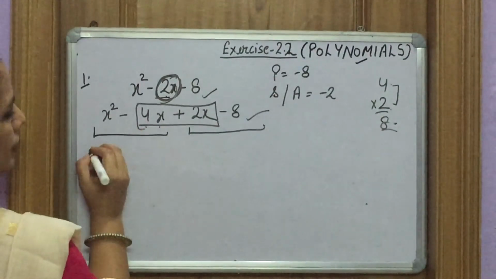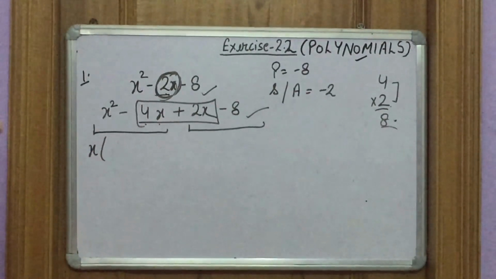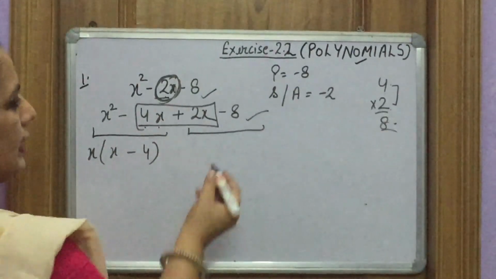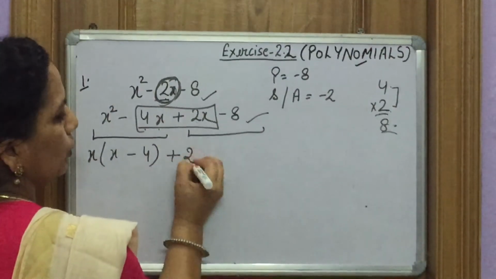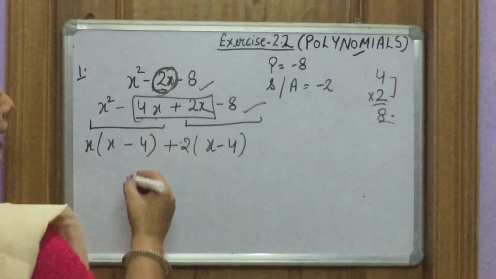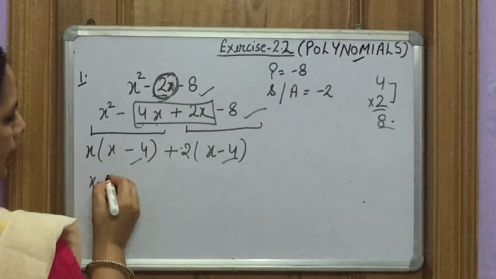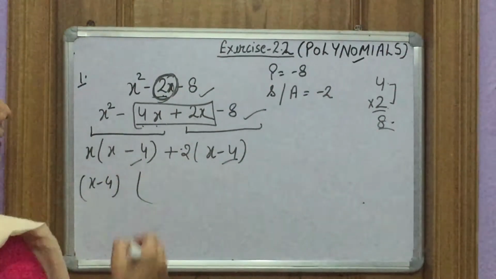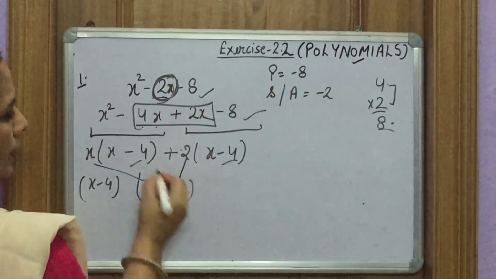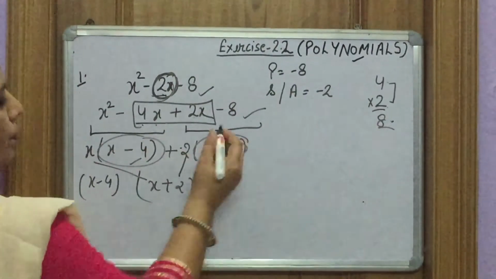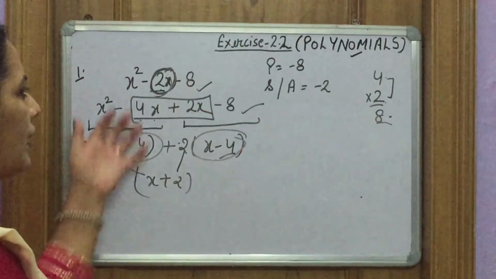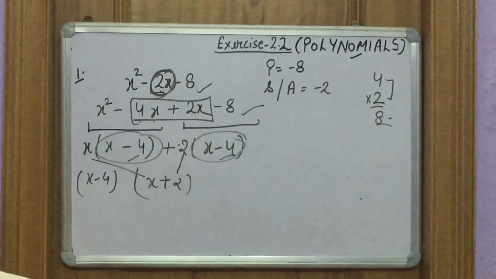From the first two terms, x is common, and in the bracket we have x minus 4. In the second two terms, 2 is common, and in the bracket we have x minus 4. The brackets are the same, so we can take it outside. Then in the second bracket we have x and 2. So these are the factors of this quadratic equation.